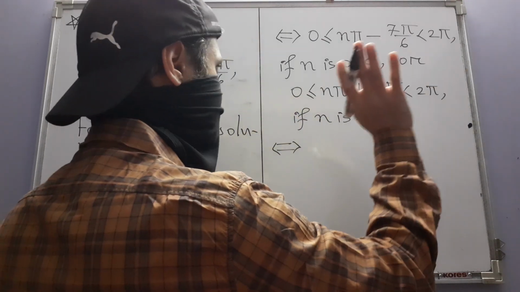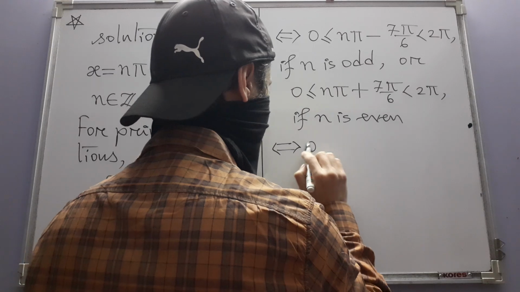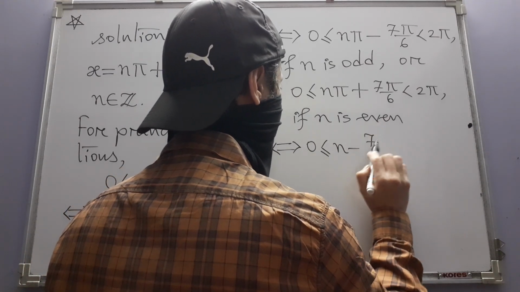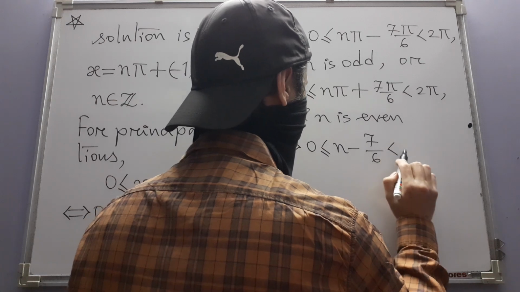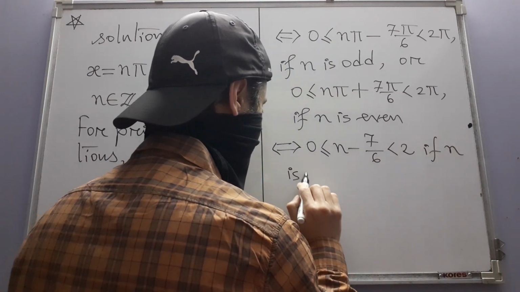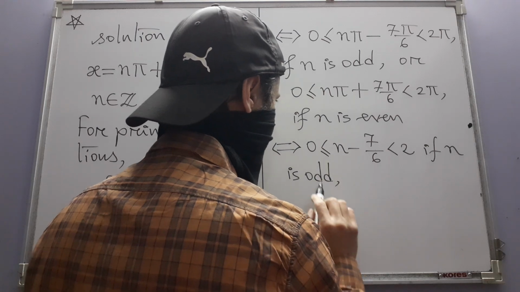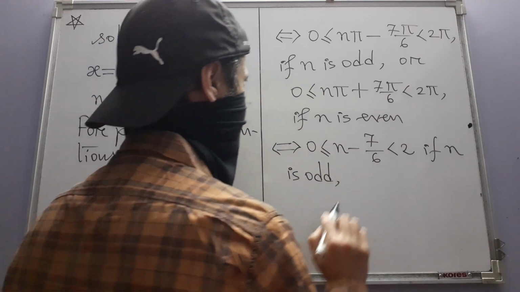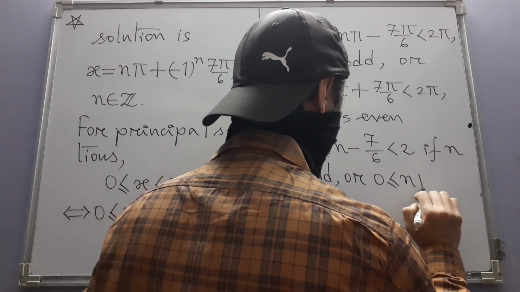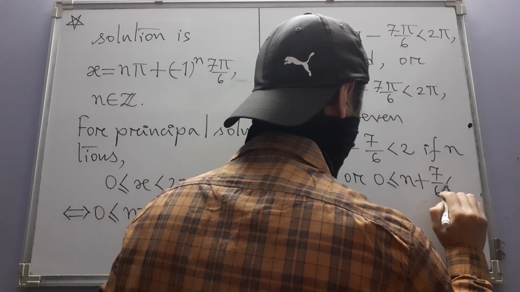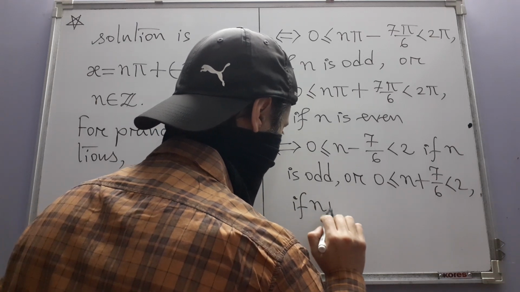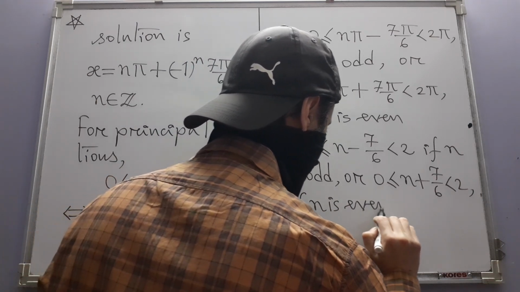Okay, so divide throughout by pi, that gives us 0 less than or equal to n minus 7 over 6 less than 2 if n is odd. Don't be lazy, continue to write these things. Or, less than 2 if n is even.